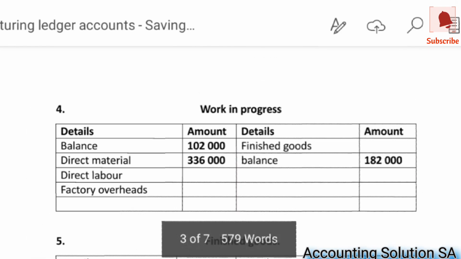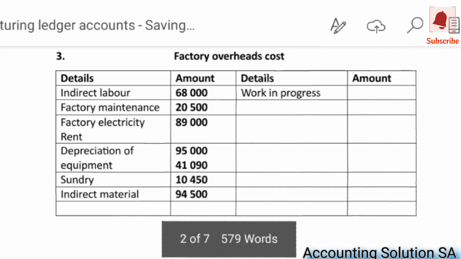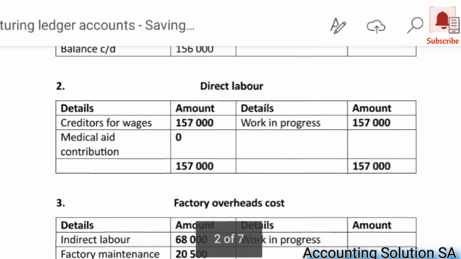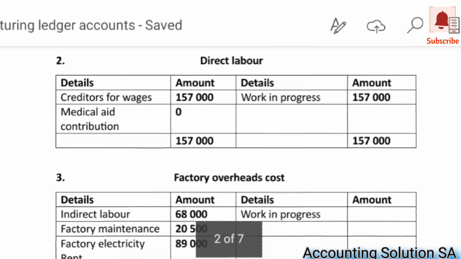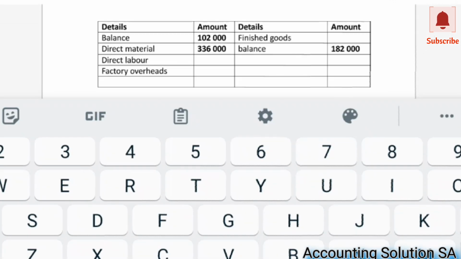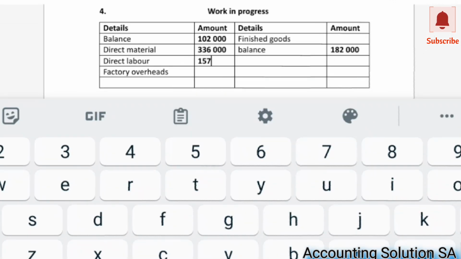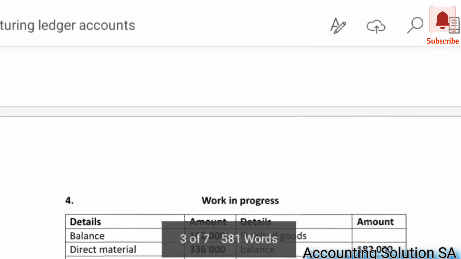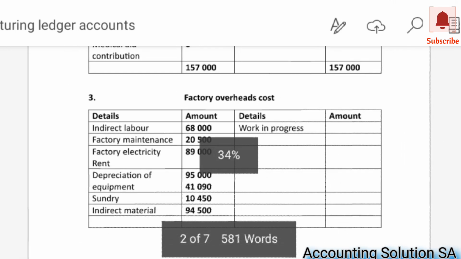Simple as that. Okay, now let's take direct labor. For direct labor, we calculated work in progress of 157,000 on the credit side, and we have to transfer it as it is. 157,000. Okay, now we have factory overhead that I forgot to calculate.